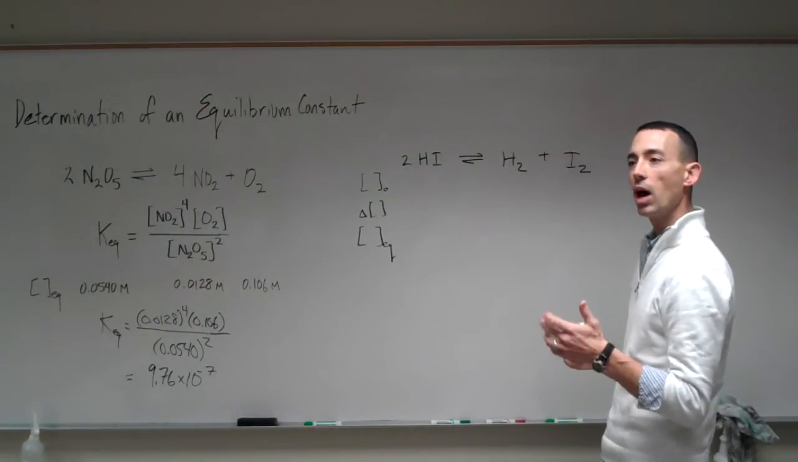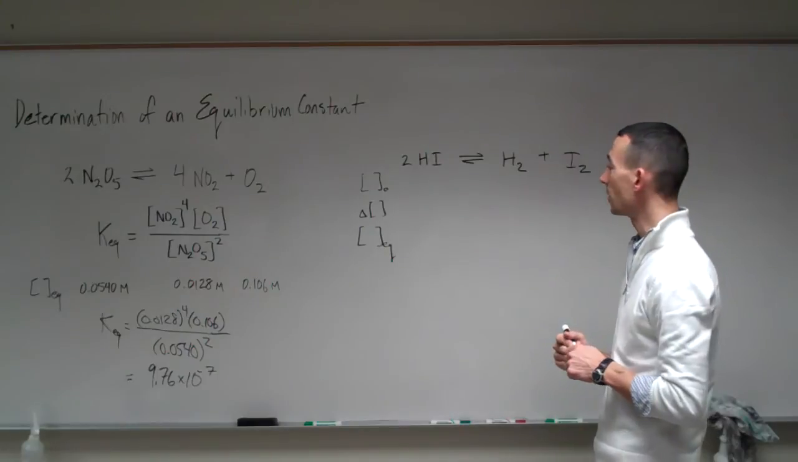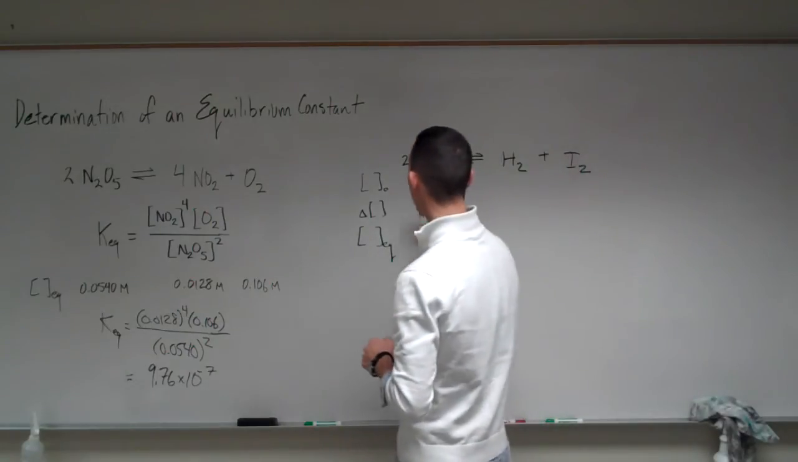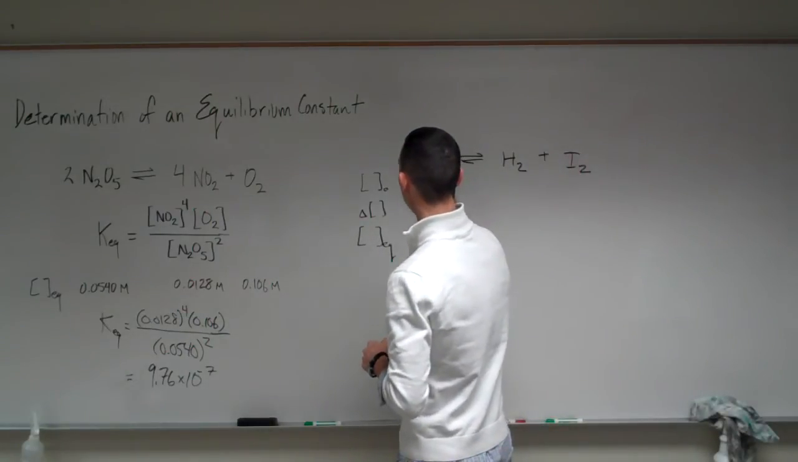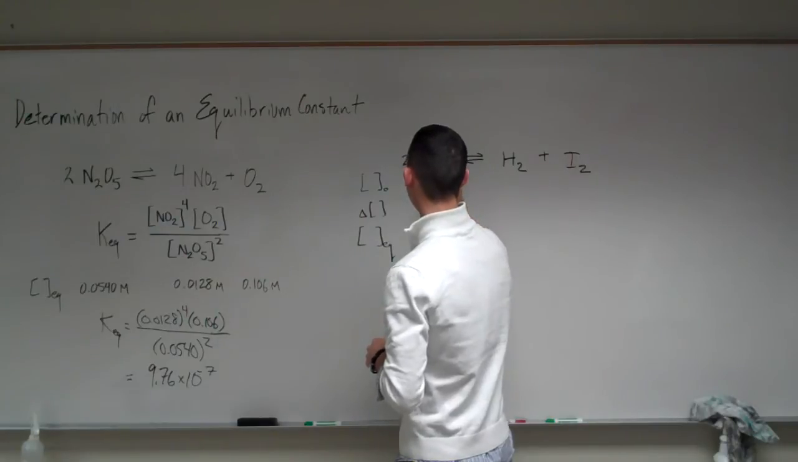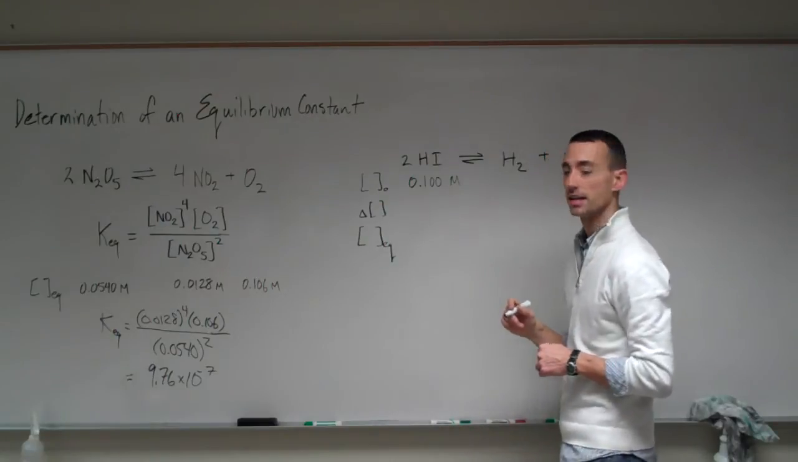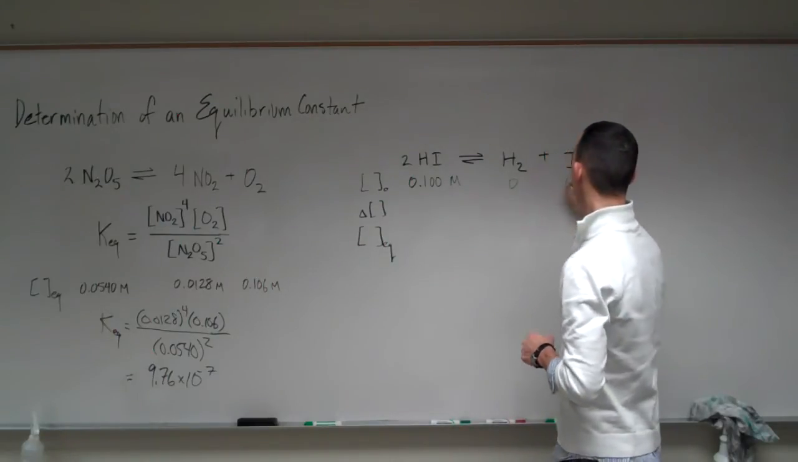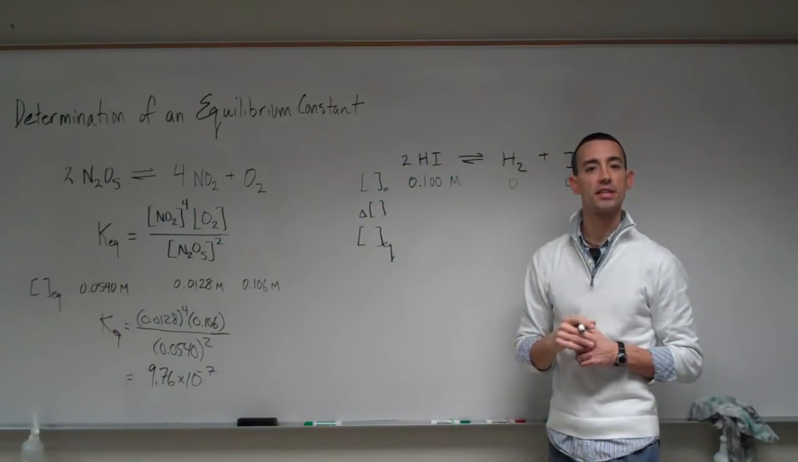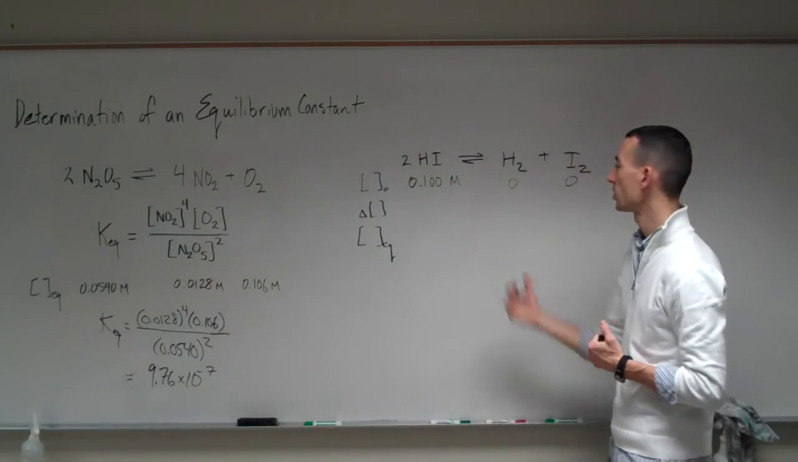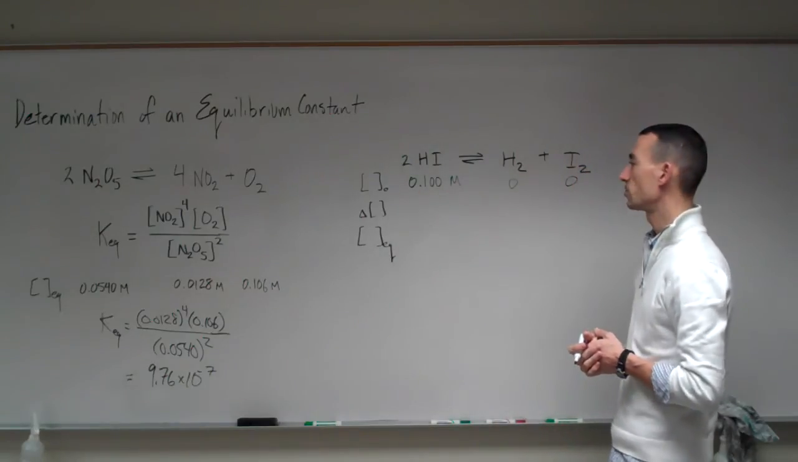And we're told how much hydrogen iodide we began with. We began with 0.2 moles, but in 2 liters. So we actually have a 0.1 molar concentration of our hydrogen iodide. And we have none of either product species at the start. A typical way to start a reaction, right? With only the reactants present.